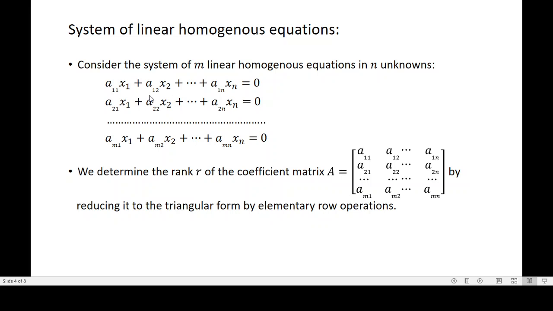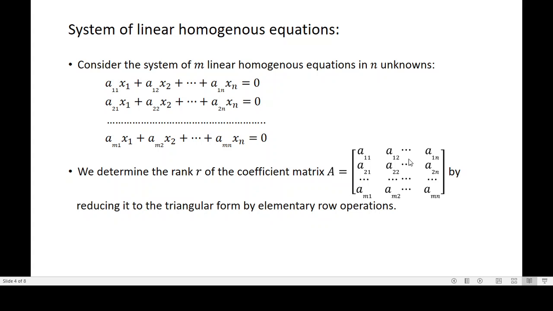So we have m linear equations in n unknowns. Now first we write the coefficient matrix. Let us denote the coefficient matrix by capital A, which is equal to a11, a12, so on a1n. The second row elements are a21, a22, so on a2n. And the mth row elements are am1, am2 and so on amn.